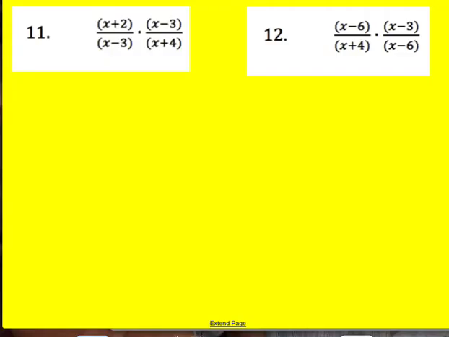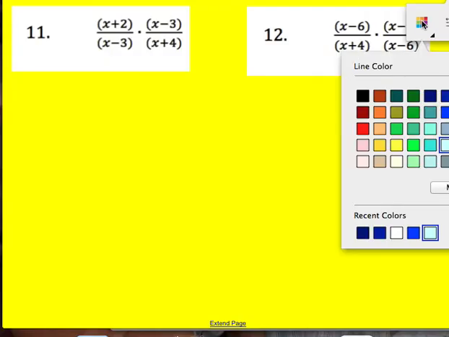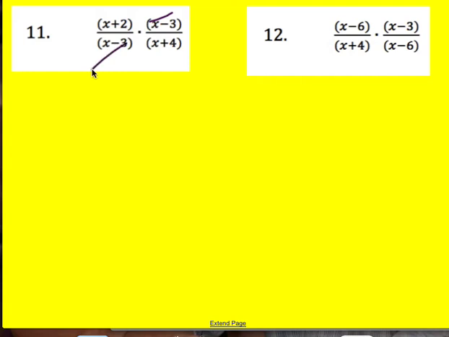Taking a look at these ones, so now this is going to be really similar to what you guys did on the previous note sheets. We're just going to cancel off factors that are overlapping. So we can cancel out x minus 3 and x minus 3. And that's going to leave us with x plus 2 over x plus 4.